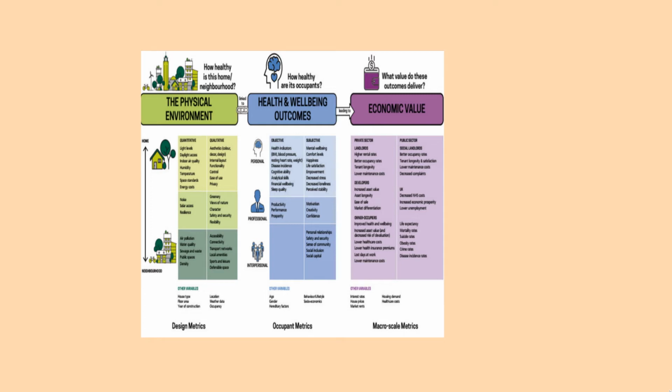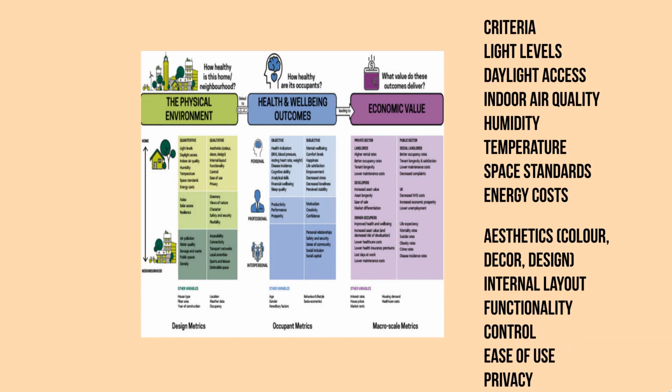I will show you the flowchart for well-being and health in the home. This illustration of the flowchart is composed of three critical parts of criteria. Firstly, I will describe the physical environment.